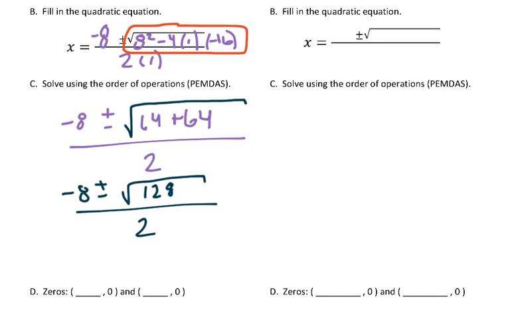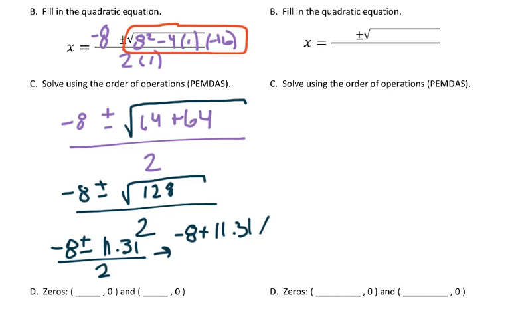And so the square root of 128, again, is not something that you would need to know off the top of your head, so you would just go ahead and use the calculator. So we now have negative 8 that we are going to add and subtract 11.31, divided by 2. So that means that I'm going to do a negative 8 plus 11.31, all of that divided by 2, and I'm going to do negative 8 minus 11.31, all of that divided by 2.